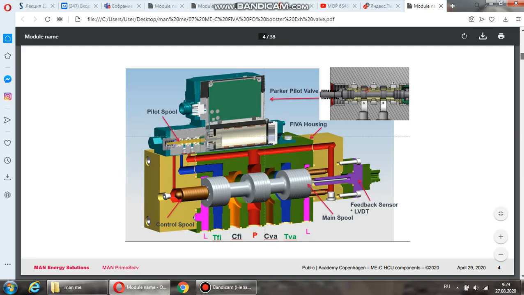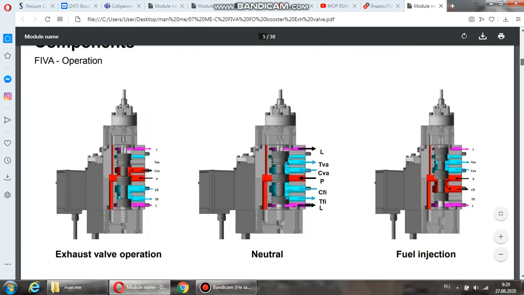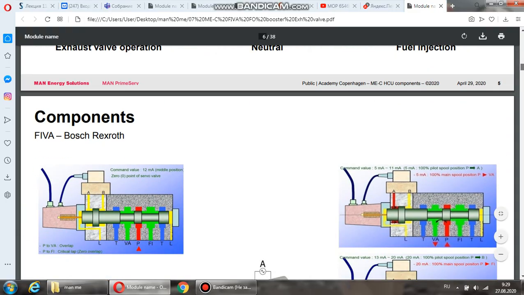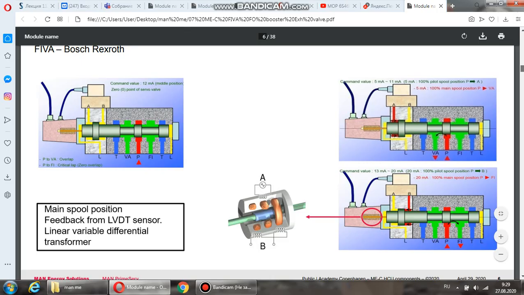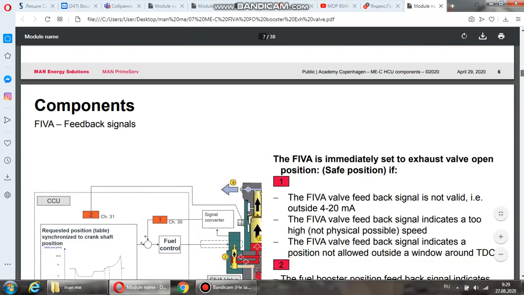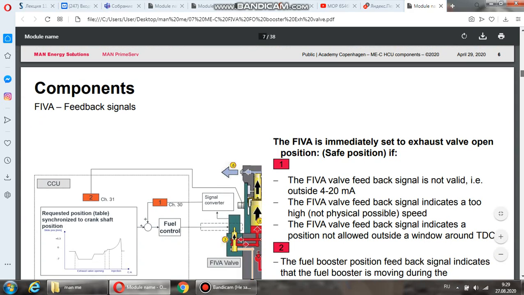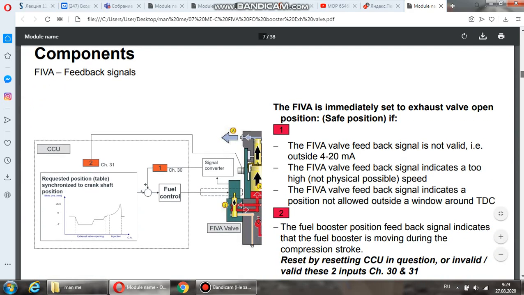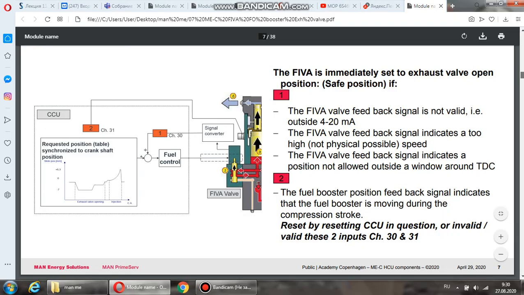Then when we have done the fuel injection, of course, there will be a movement of our pilot spool to allow pressure to drain away from the control spool pocket here. And then we are having constant pressure on the top part of our main spool, and then we will be forcing this main spool all the way down to the bottom.